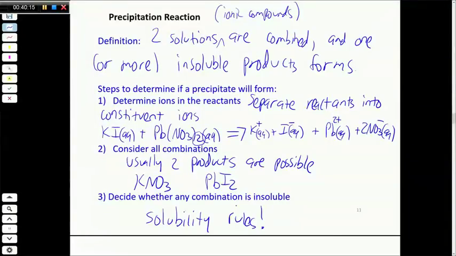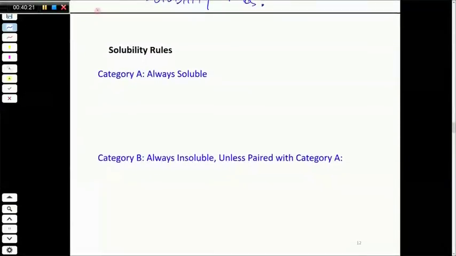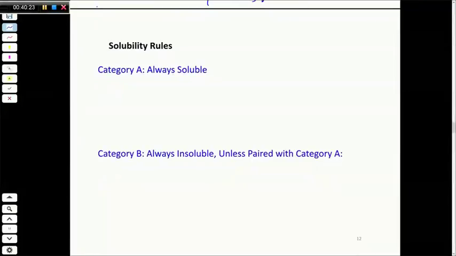So let's go through the solubility rules using the way that I think about it, which is dividing up different cations and anions into categories. What I'll call category A are ones that are always soluble. This means that if one of these cations or one of these anions appears in the compound you're considering, that compound will be soluble. You don't have to think about what the other ion is. If you see one of these ions in the compound, you know that the compound is soluble.